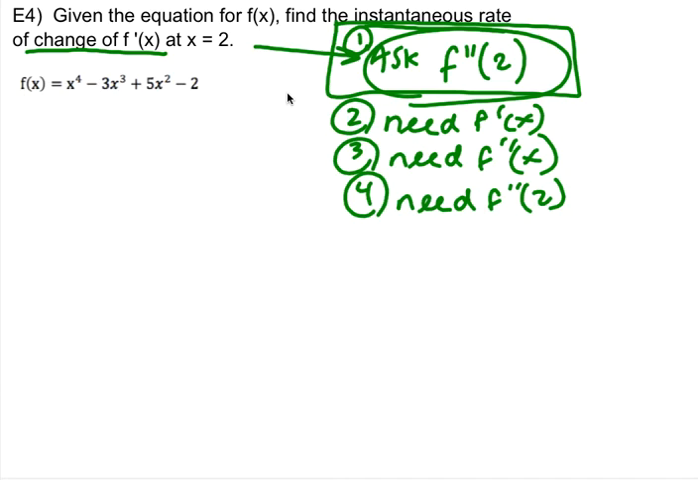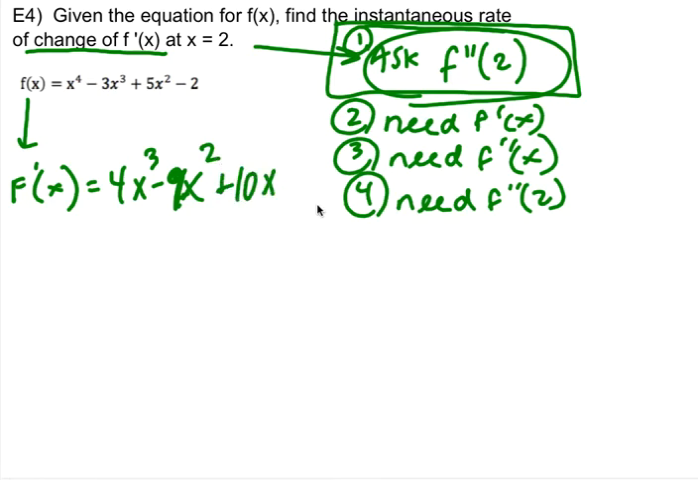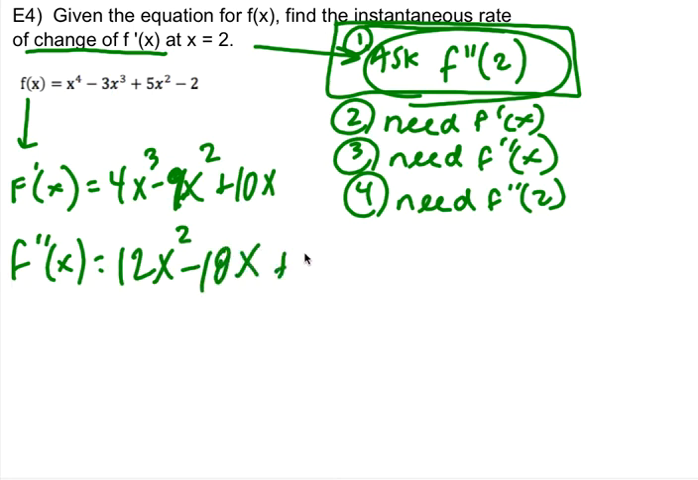The instantaneous rate of change of any function is that function's derivative at the point. So if I want the instantaneous rate of change of f prime, I need the derivative of f prime, which would be f double prime. So let's go ahead and do this. f prime of x, this nice happy polynomial, is going to be 4x cubed minus 9x squared plus 10x minus 0, which is gone. I need f double prime of x, so that's going to be 12x squared minus 18x plus 10.